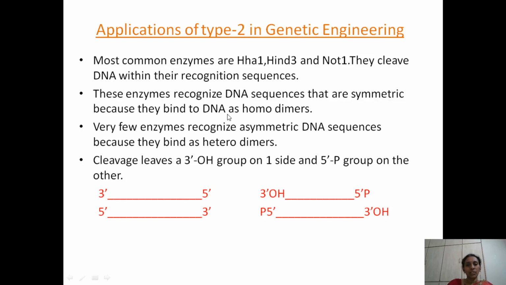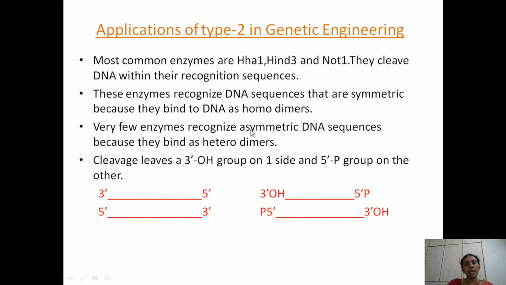And they bind to the DNA as homodimers. Dimer means made up of two subunits. An enzyme which is made up of two subunits is called a dimer. And homo means similar. So if the two subunits are the same or identical, then such enzymes are called homodimers. So these type 2 enzymes bind to symmetric sequences as homodimers.